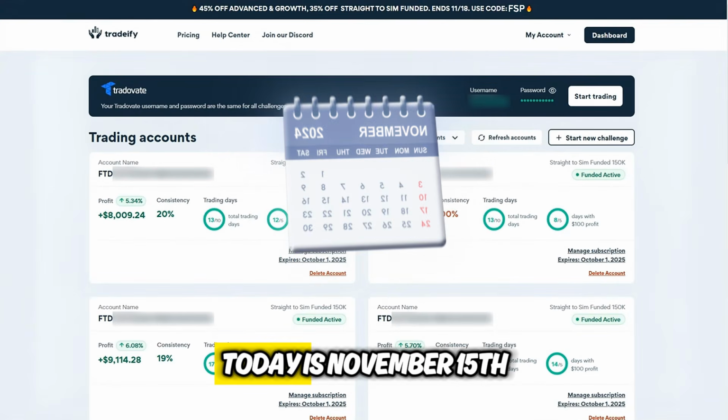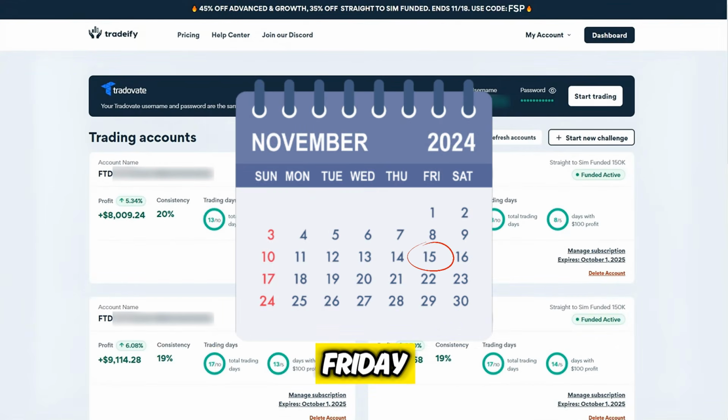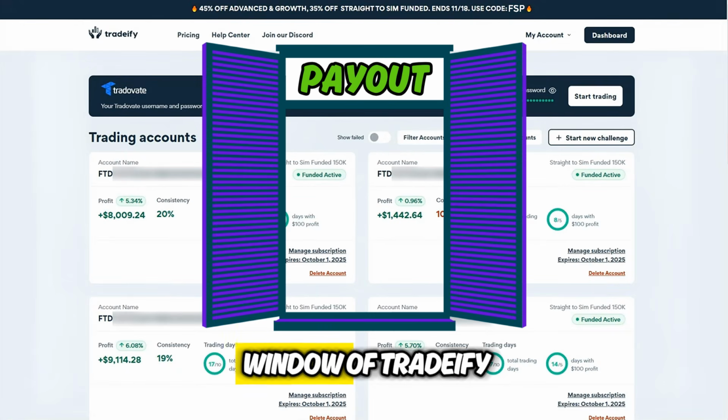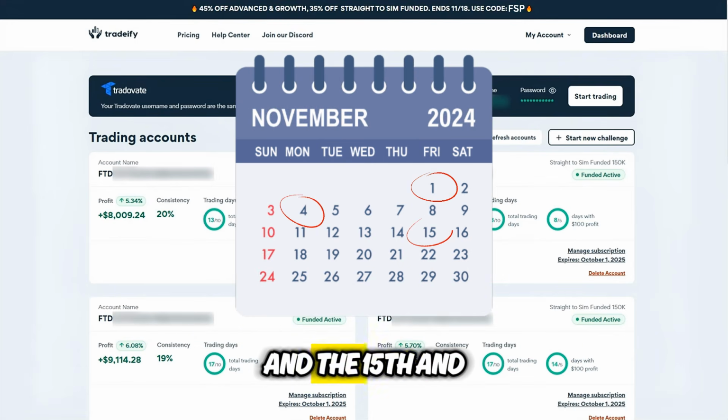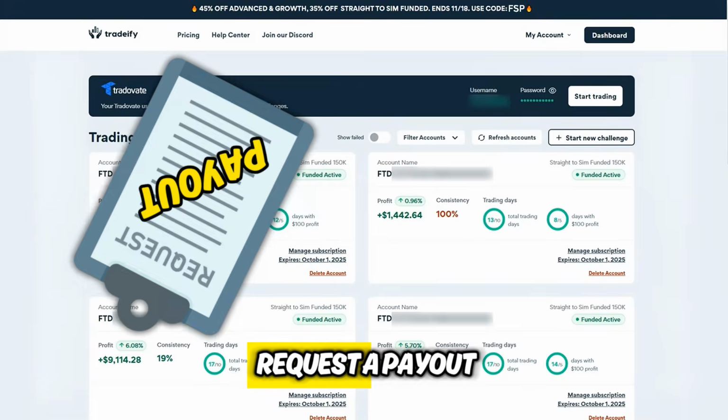Alright, so today is November 15th, Friday. It is the payout window of Tradeify currently, which requires between the 1st and the 4th and the 15th and the 18th for you to request a payout.